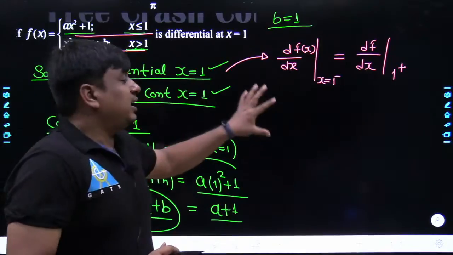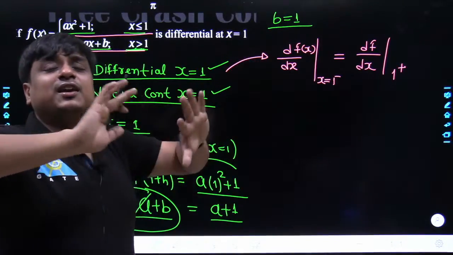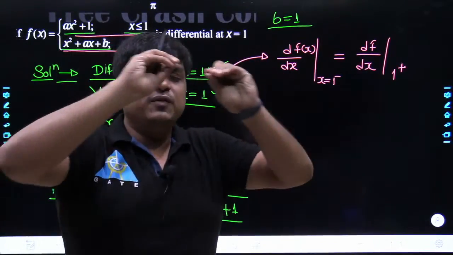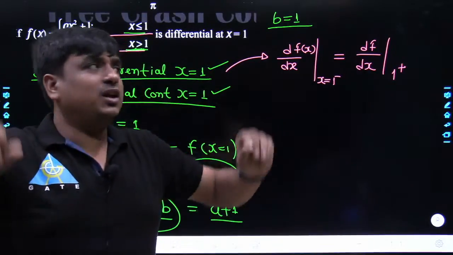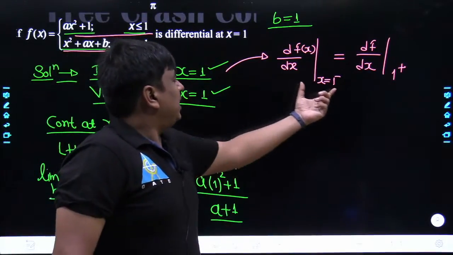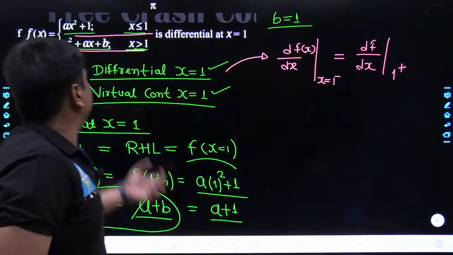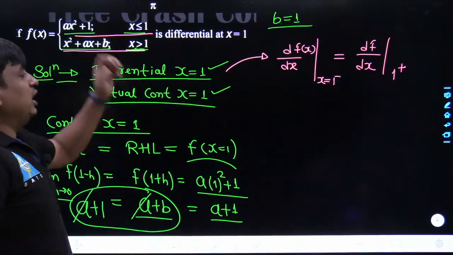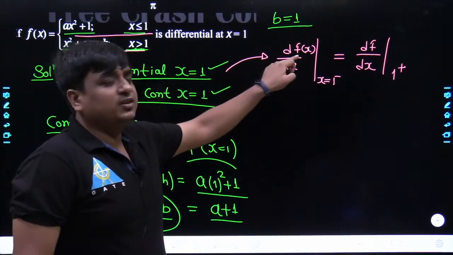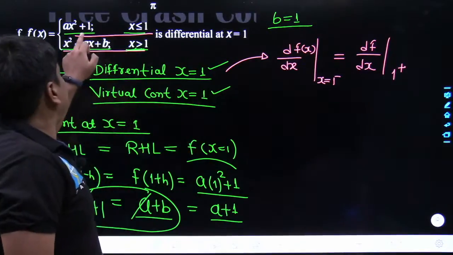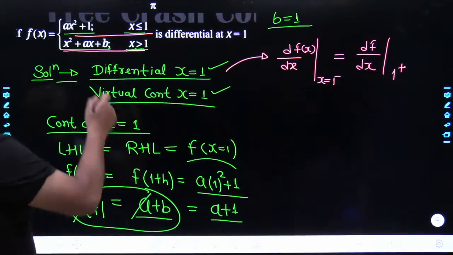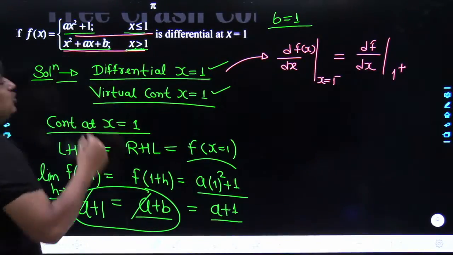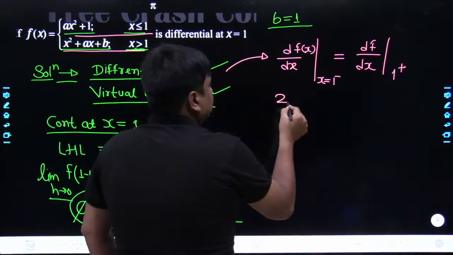So rather than taking a complete theoretical process in which we used all of the formulas, straight away do one thing. May I know at 1 minus which formula is valid? Definitely this formula is valid. You just differentiate that function with respect to x and feed x is equal to 1. So let me differentiate this. What would be the differentiation of this? It's going to be 2ax.